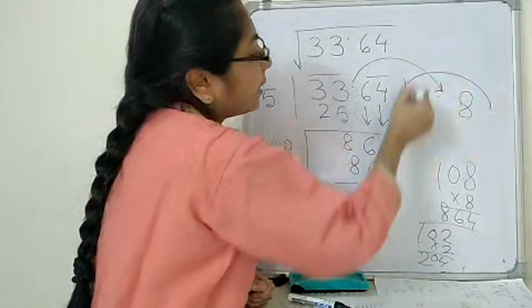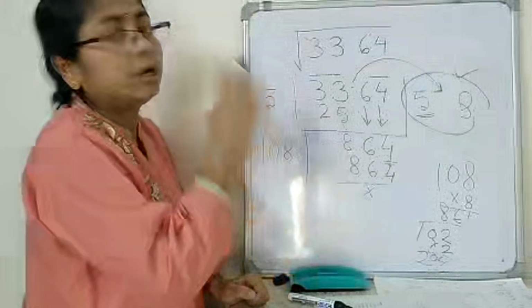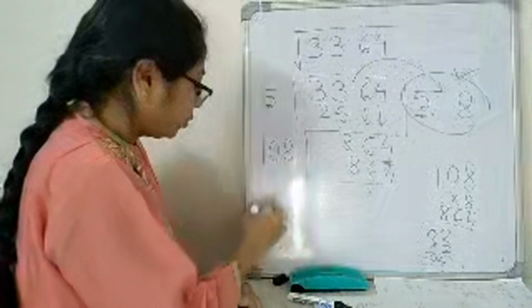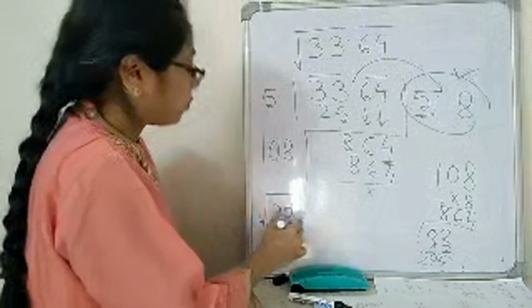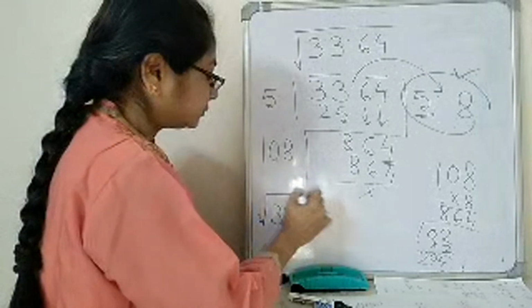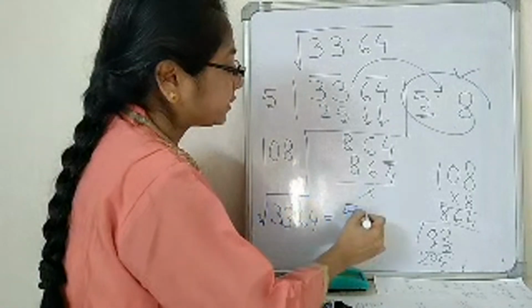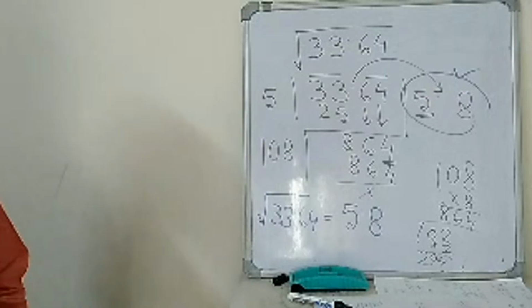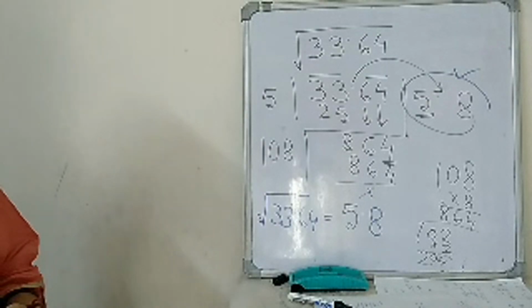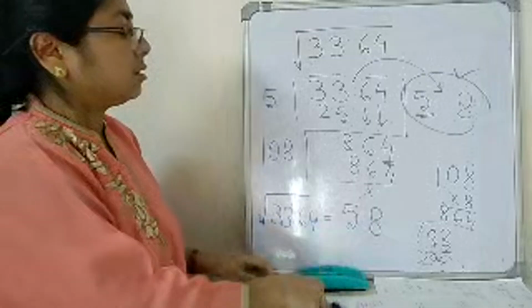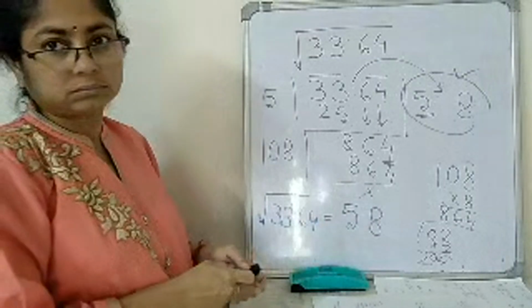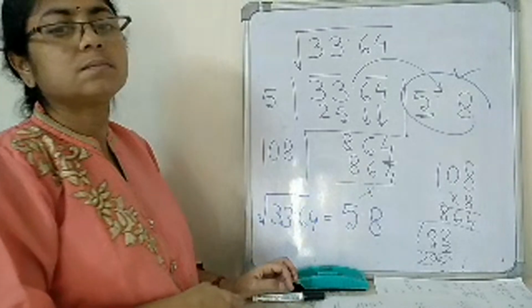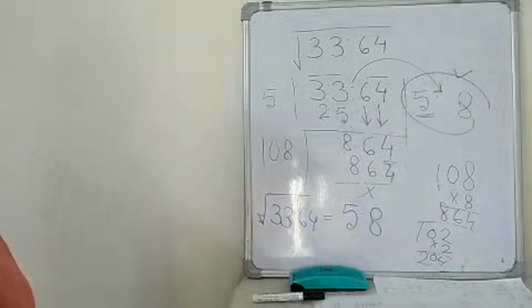It is our answer, but you do not write it in this way. At the end of the math, what do you write? You write: the square root of 33.64, answer is 5.8. Okay? Please copy the math.